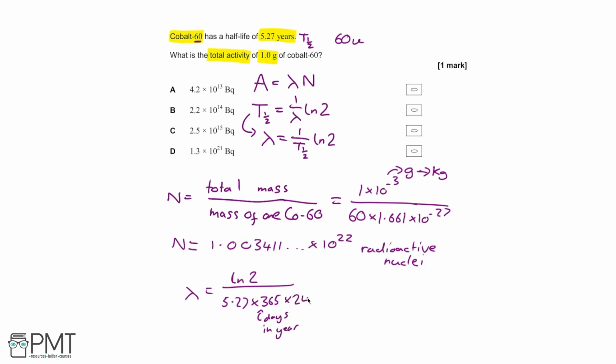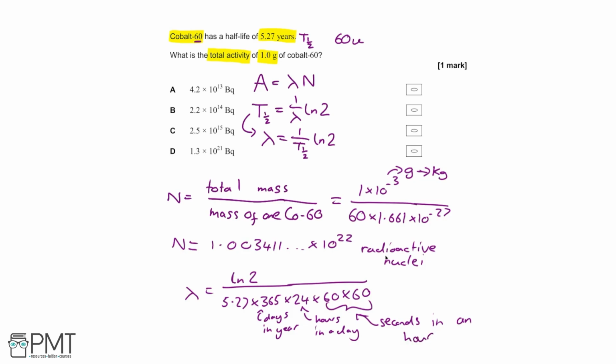Multiplied by 24. So this is hours in a day. Multiplied by 60. Multiplied by 60 again. So this is the number of seconds in an hour. This is because there are 60 minutes in an hour and 60 seconds in a minute.